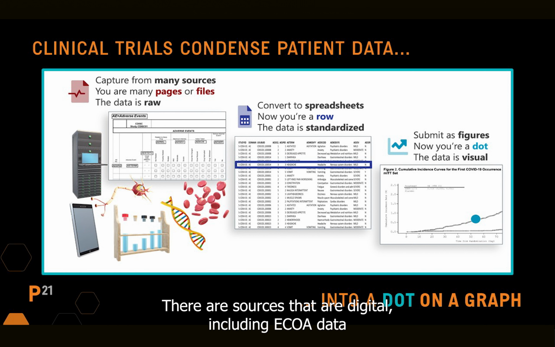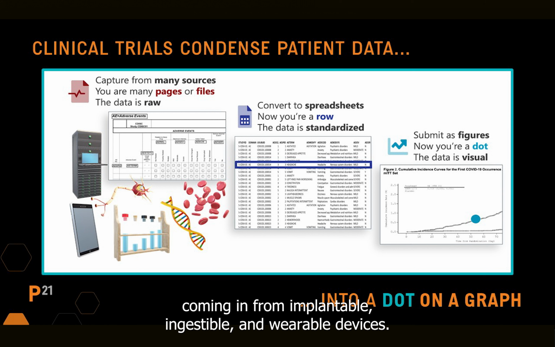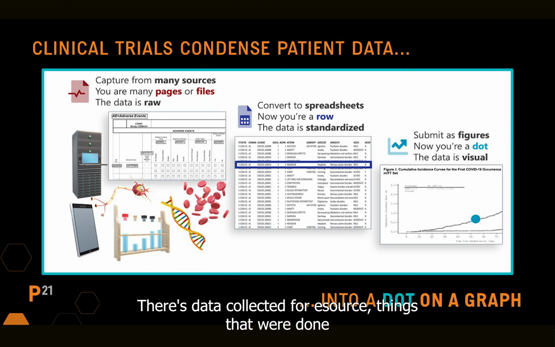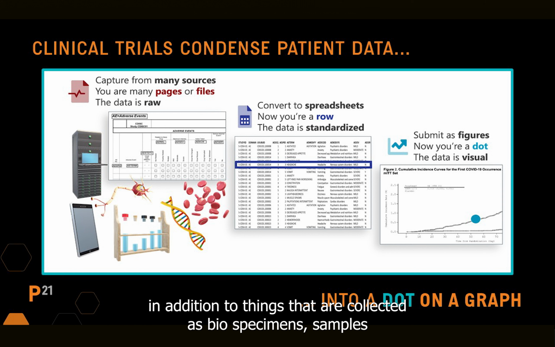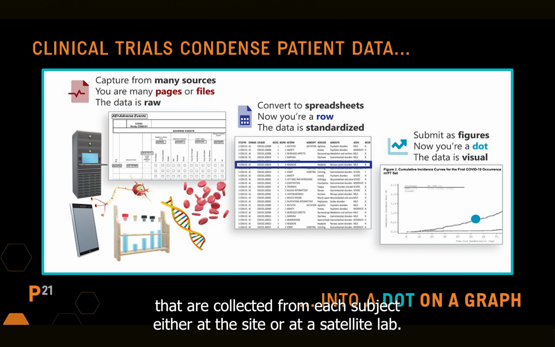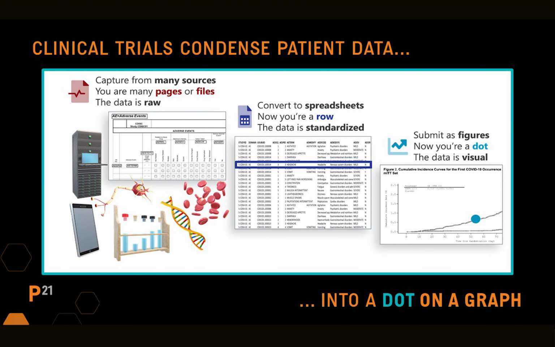There are sources that are digital, including eCOA, data coming in from implantable, ingestible, and wearable devices. There's data collected for eSource, things that were done like consent, visit information, visit assessments, in addition to things that are collected as biospecimens, samples that are collected from each subject either at the site or at a satellite lab. This data includes things like biomarkers, sequencing data, all the various omics data.